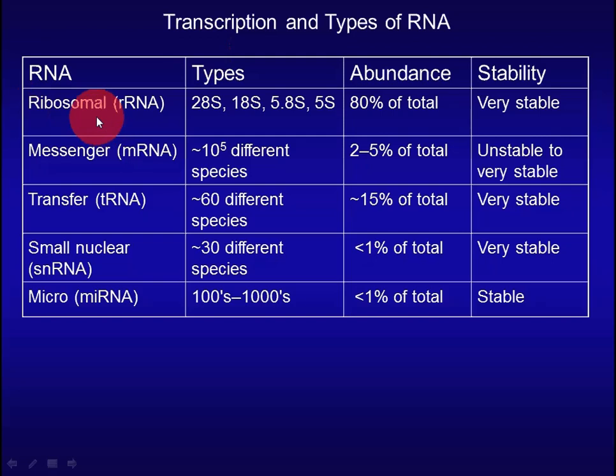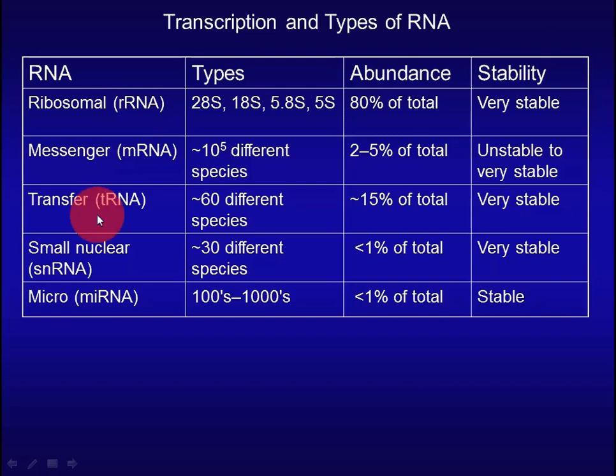Ribosomal RNA, or rRNA, is the most abundant RNA. Messenger RNA represents the most diverse RNA. They are subject to gene regulation. Some are very stable, while others are not.